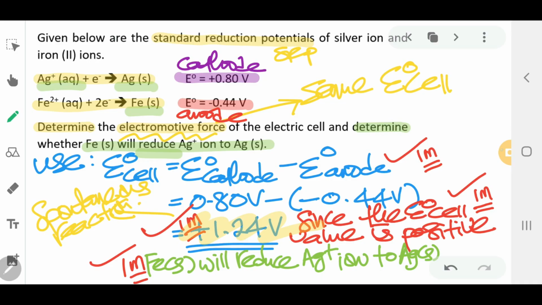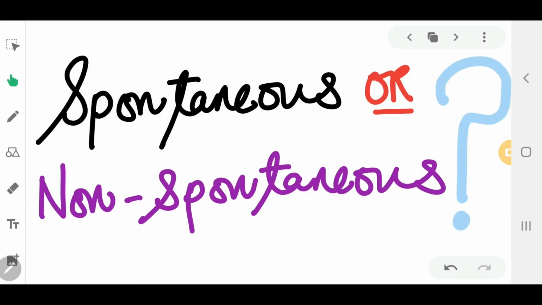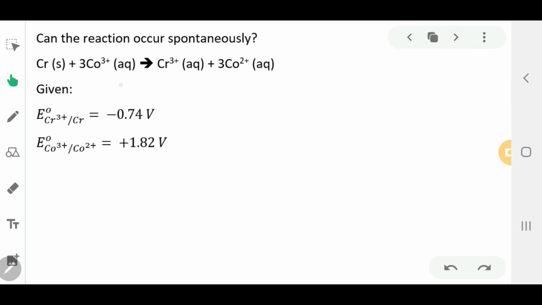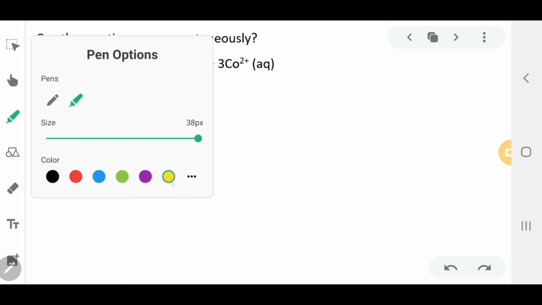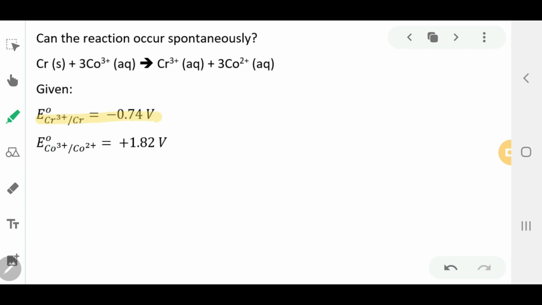The third type of problem solving related to standard reduction potential values is when the questions want you to identify whether the reactions are spontaneous or non-spontaneous. Typically, the questions will ask you in this form: they will ask you whether the reaction takes place spontaneously. So you are given the overall cell reaction, and you should be provided with the SRP value.